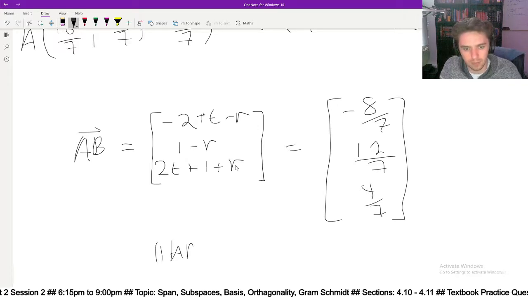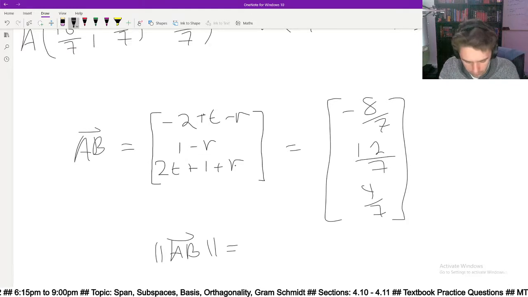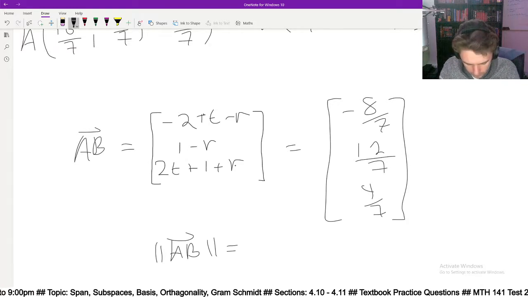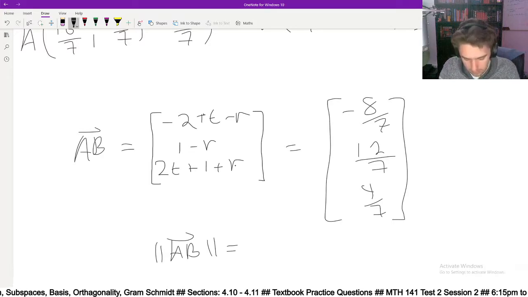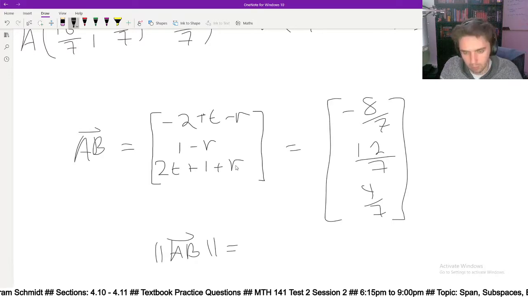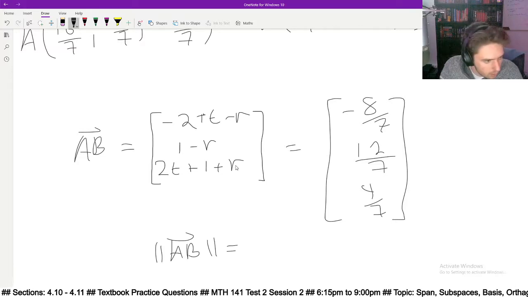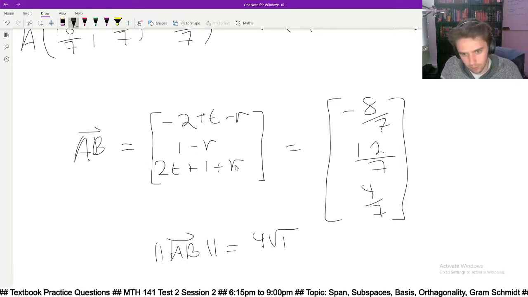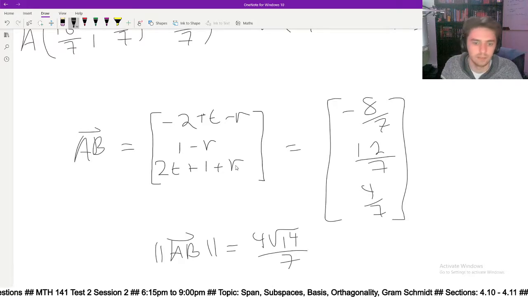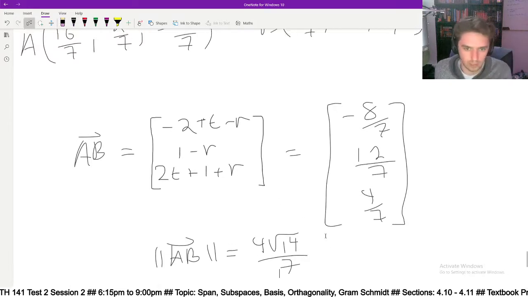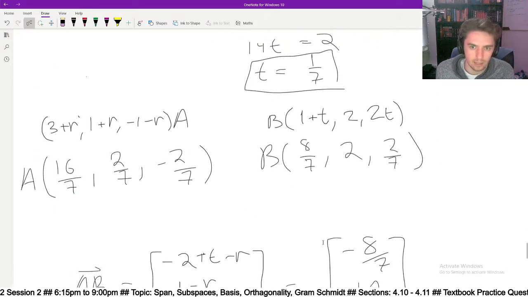So the magnitude of AB is equal to the square root of the sum of each of those components squared. I can never say that right. So 8/7, 12/7, 4/7. So 4, let's see, where is it? 4 root something. Yes, 4. Just make sure I did it right. 4 root 14 over 7. So that's the shortest distance, and these are the 2 points.